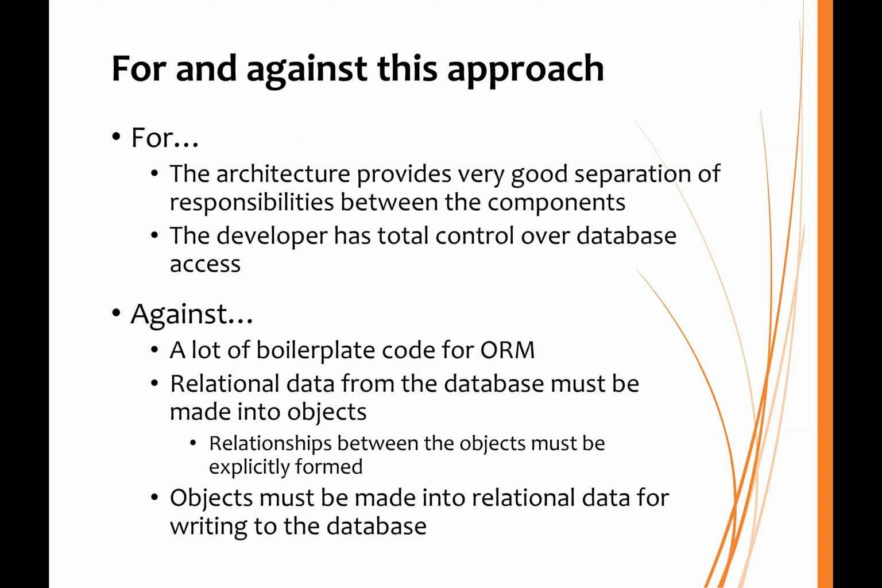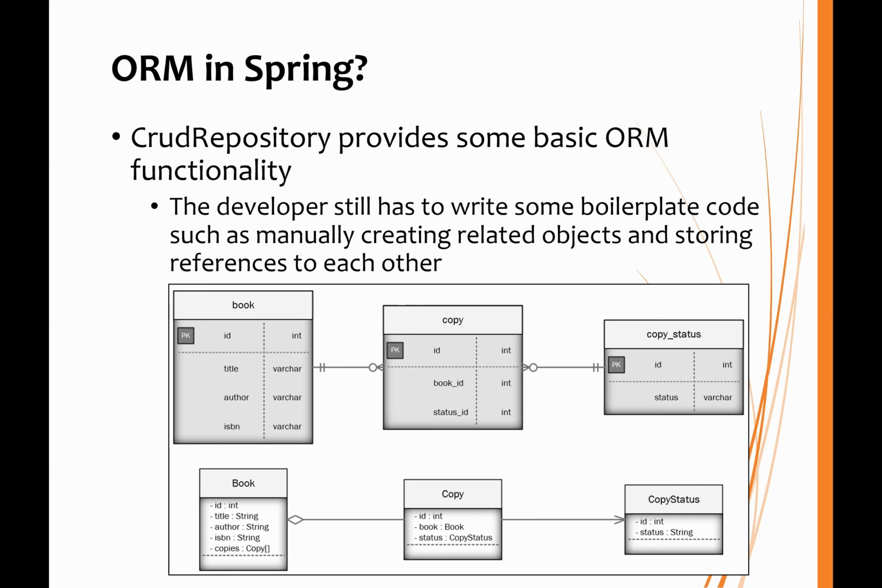The developer has total control over the database access, but there is a lot of boilerplate code for ORM. Relational data from the database must be made into objects, and that means converting the relationships in the database tables that are represented with primary key and foreign key values, and converting that into object references within the objects. So a lot of the work of the boilerplate code is to contact the database, prepare statements, obtain result sets, create objects, forming the object relationships and then returning those values and then closing everything down as well. A lot of boilerplate code. Even if we're using the CRUD repository, which does provide some basic ORM functionality, the developer still has got to write a lot of the boilerplate code.